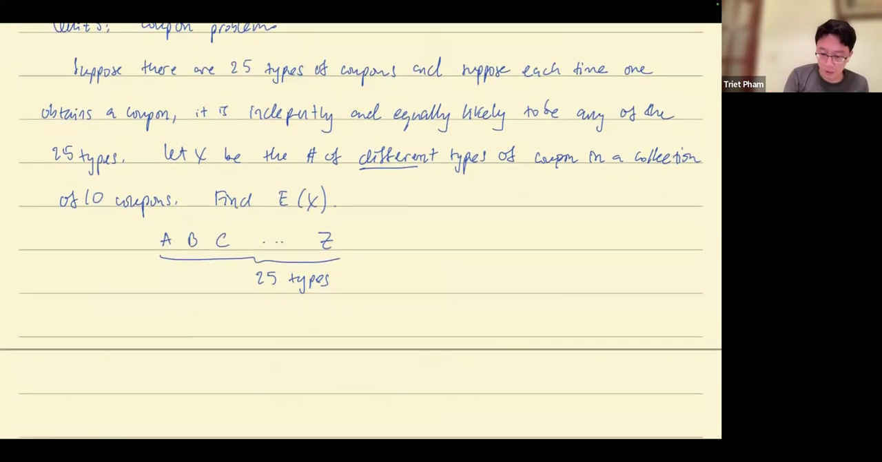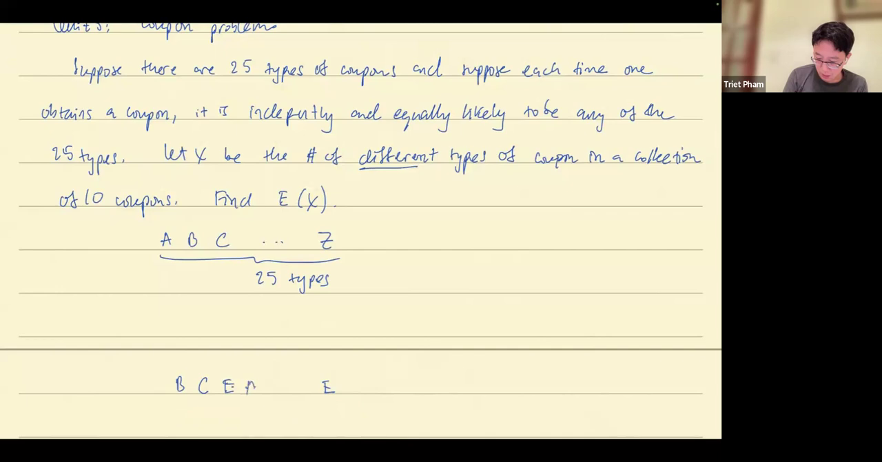So when you have a collection of 10 coupons, clearly, for example, the first can be a B, the second can be a C, and so on and so forth. And then let's say the last one is E. But of course, the type can repeat itself. For example, you have a B here and you have a C here, and then you can have an E here.